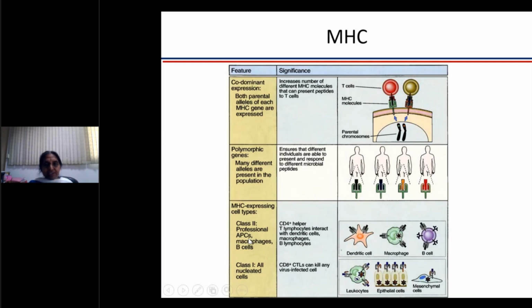And as I showed you earlier, class 2 expression occurs predominantly on the classical or professional antigen presenting cells. That is the dendritic cell, the macrophage, the B cell. While class 1 HLA expression occurs on all the cells. Can somebody tell us why class 1 expression occurs on all cells? What do you think could be a reason?